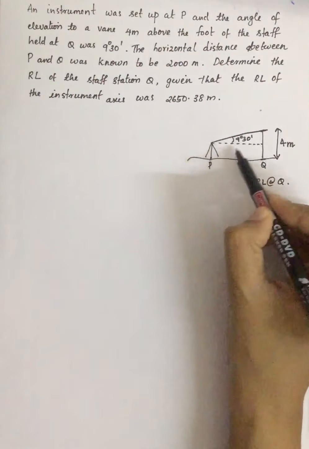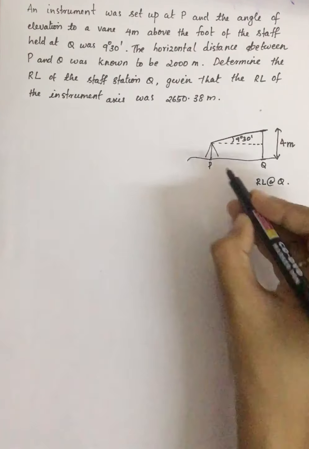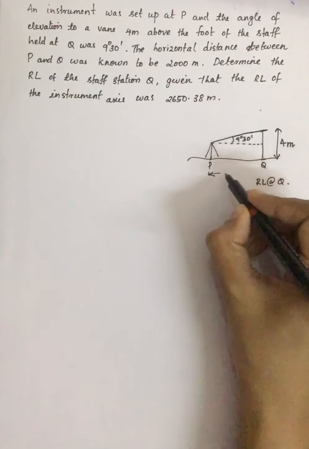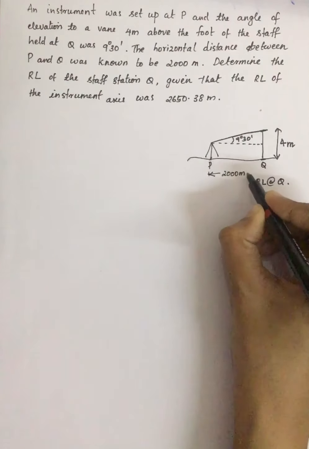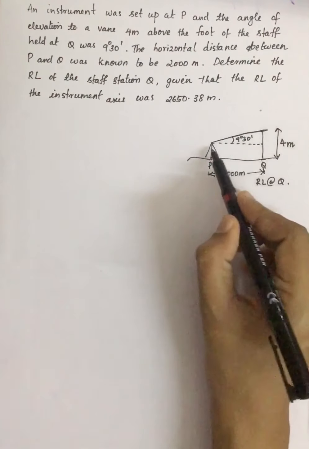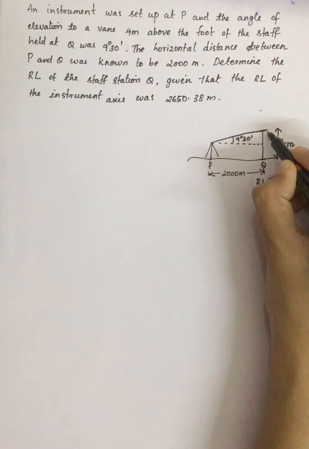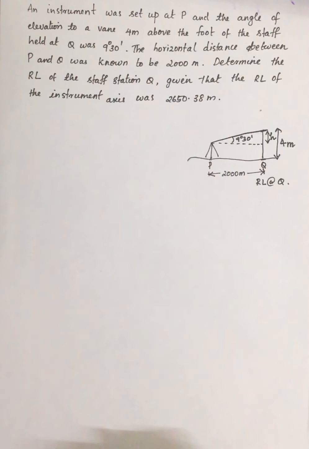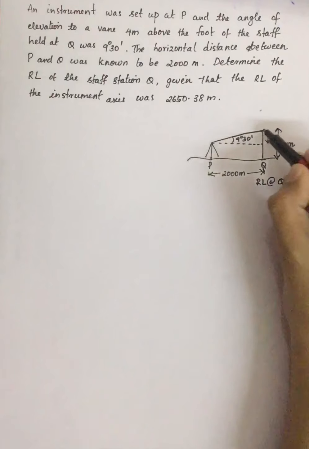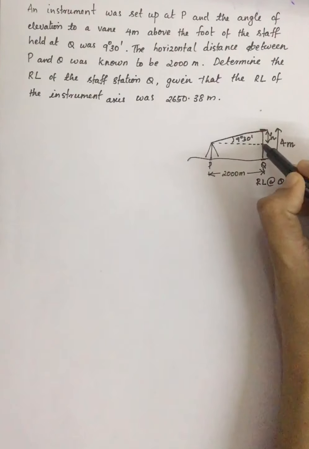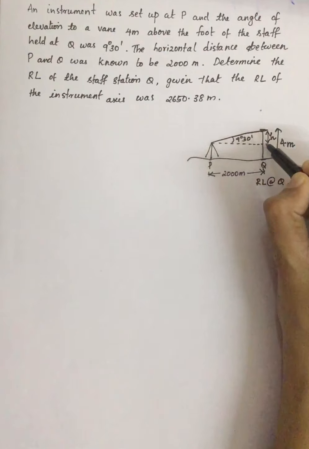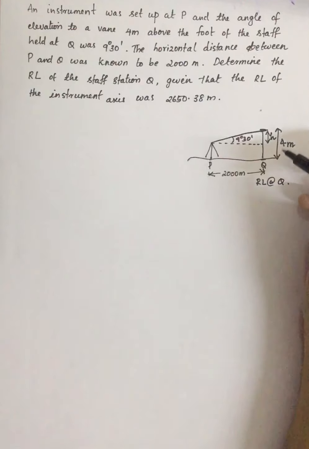From this figure, this is alpha. The distance from P to Q is given as 2000 meters. So D is given, angle alpha is given. From these two values you can find H, the height of the vane above the instrument axis. This is the vane, and this is the instrument axis. So the height of the vane above the instrument axis can be called H. That can be found out using this angle and distance.